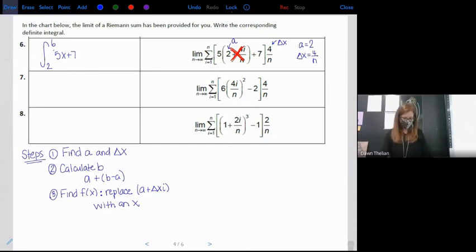And then, like Jenna said before, the delta x is the dx in the integral. There should never be any n's in the integral. N is going to infinity. That's what's making this become the definite integral.